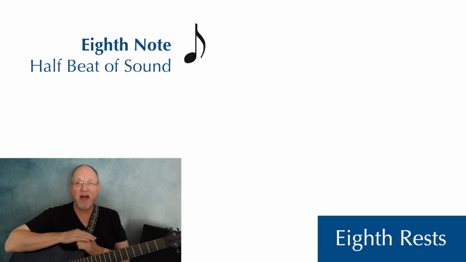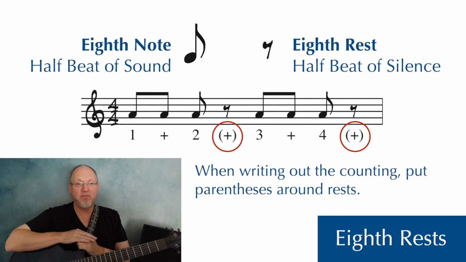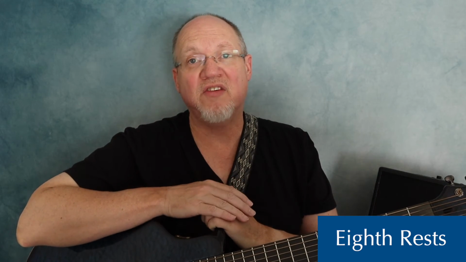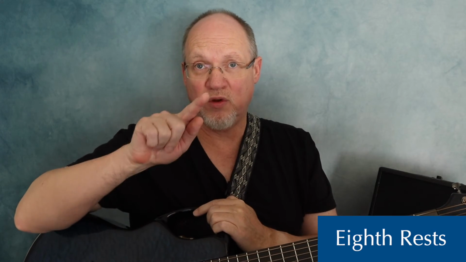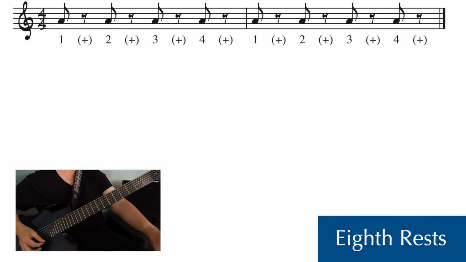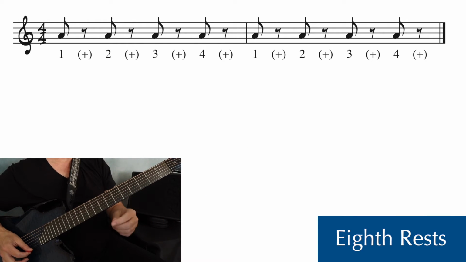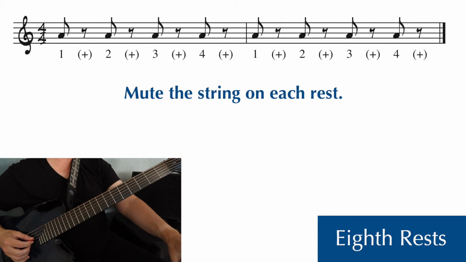If an eighth note is half a beat of sound, an eighth rest is half a beat of silence. And as with the other types of rest, I'm going to put parentheses around the number or the and of the beat wherever an eighth rest happens to appear. I'm going to play through some examples with eighth note rests, and notice that when we have the eighth note rest, you're going to see those single eighth notes with the flag on the stem. Our first example is in 4/4 time, and it's eighth notes followed by eighth note rests. Notice that I'm going to be muting the strings on the eighth rests.